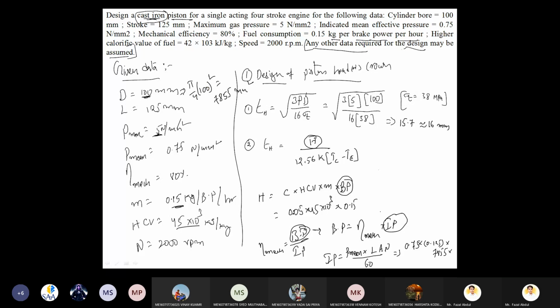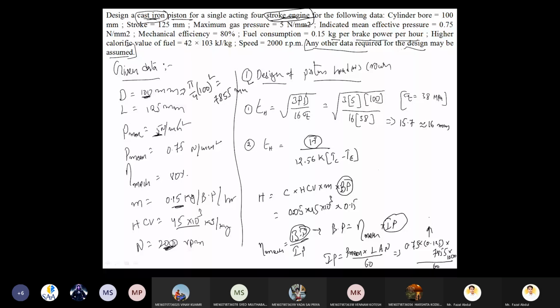Into N. So here N is the speed. Is this a 4-stroke engine or a 2-stroke engine? If it is a 2-stroke engine, we can directly take 2000. Because this is a 4-stroke engine, the question itself mentions 4-stroke engine, whatever the speed is given, we have to make it half. That is 1000, divided by 60. Now tell me this IP value, how much?